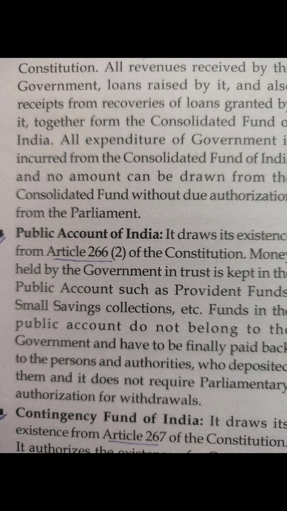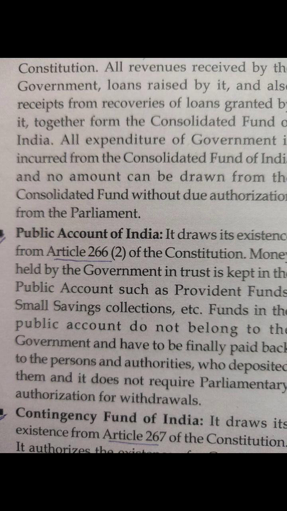4. How is the public account different from the consolidated fund? Consolidated fund: the government's own money, taxes, loans. Public account: money held in trust, savings, deposits. Consolidated fund needs Parliament's permission to withdraw. Public account does not need Parliament's permission; it is not used for running the country, and the money is returned to rightful owners later.